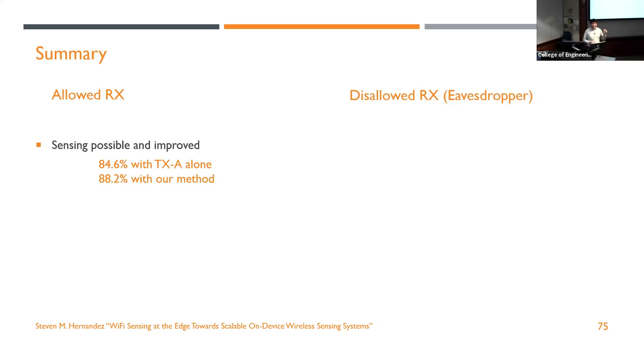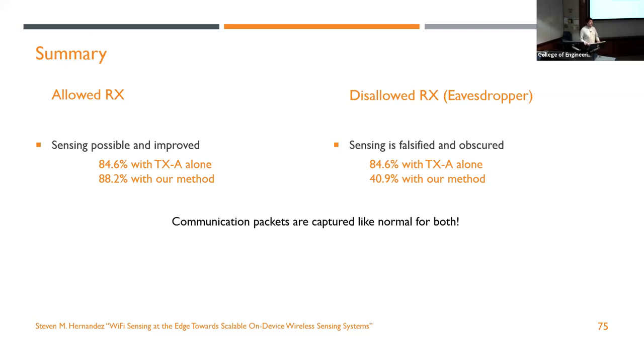So we just had that TXA, if that was transmitting alone, we would have achieved 84.6% accuracy. Compared to with our method, when we're using the diversity of antennas, we end up with 88.2%. The disallowed, on the other hand, which could have achieved 84.6 if we just used TXA, only achieves 40.9% with our method.